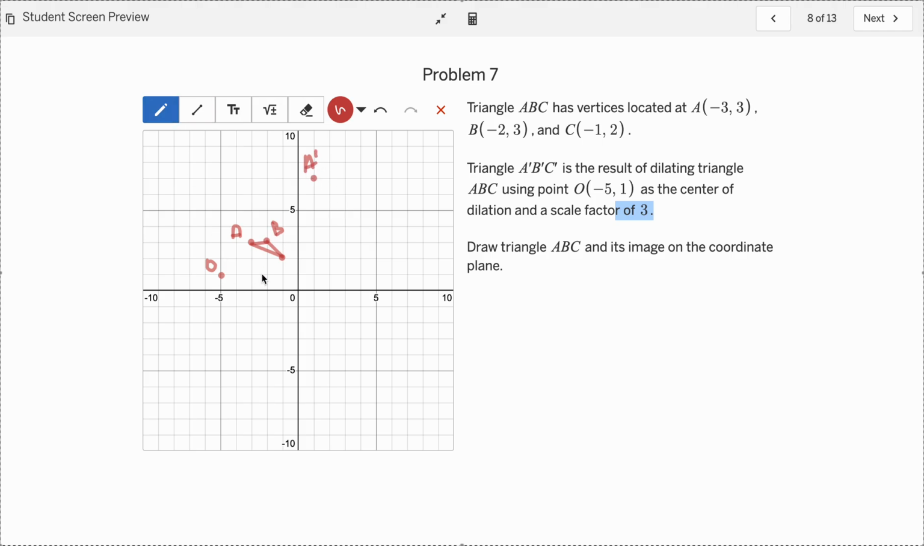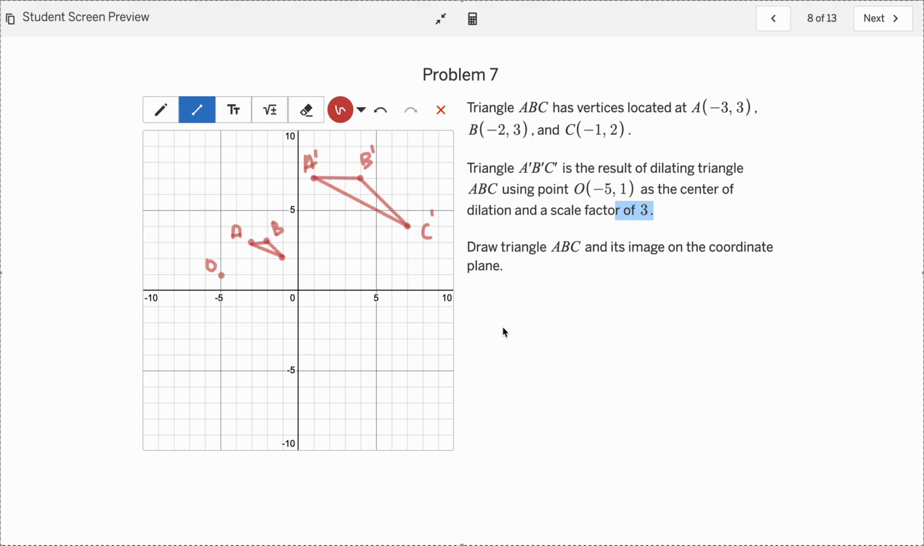I go over 1, 2, 3 points, up 2, three times. So B prime is right here. And then over 1, 2, 3, 4, up 1, four times. So C prime is right here. And then I can connect these, and I have my triangle.